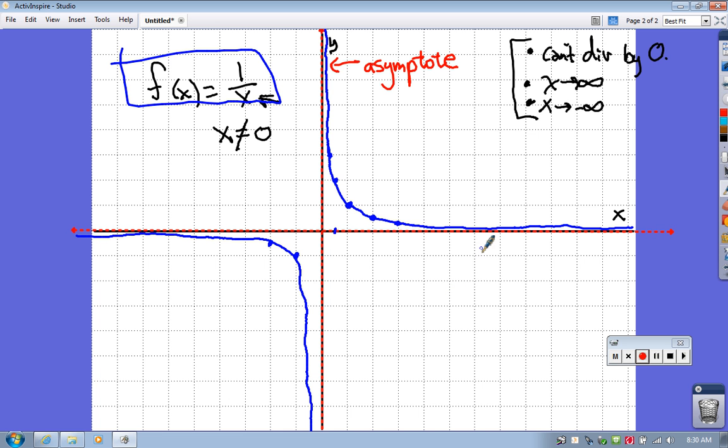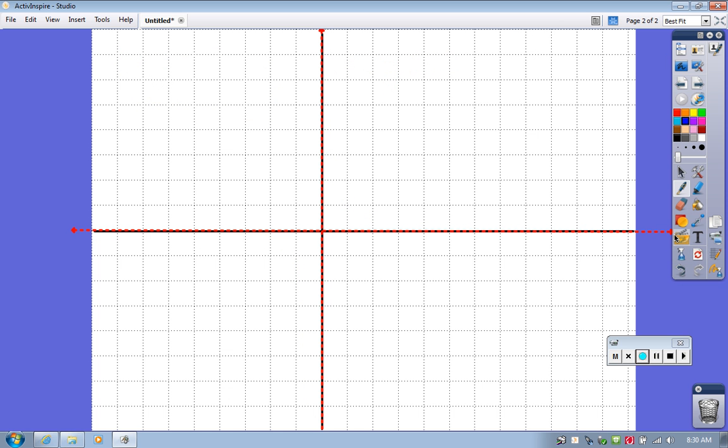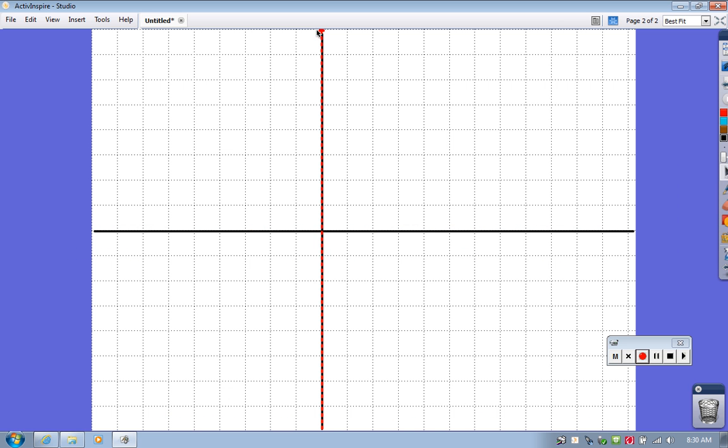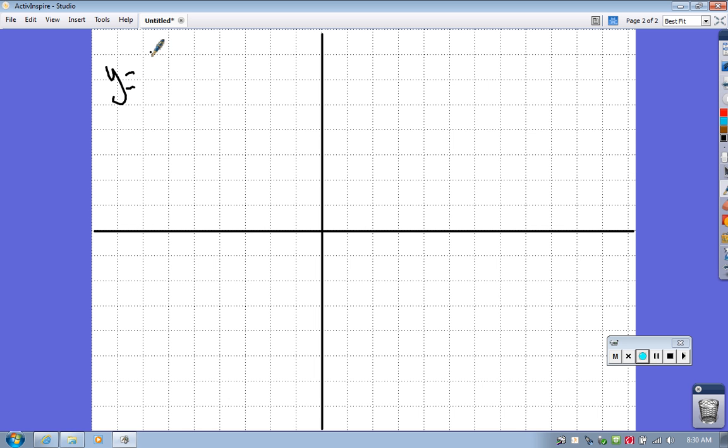So let's try another one like this. Let me clean up my mess. So let's try y equals 2 over x plus 1. I'm going to try and sketch a graph of it. And so we'll run it through those big ideas.